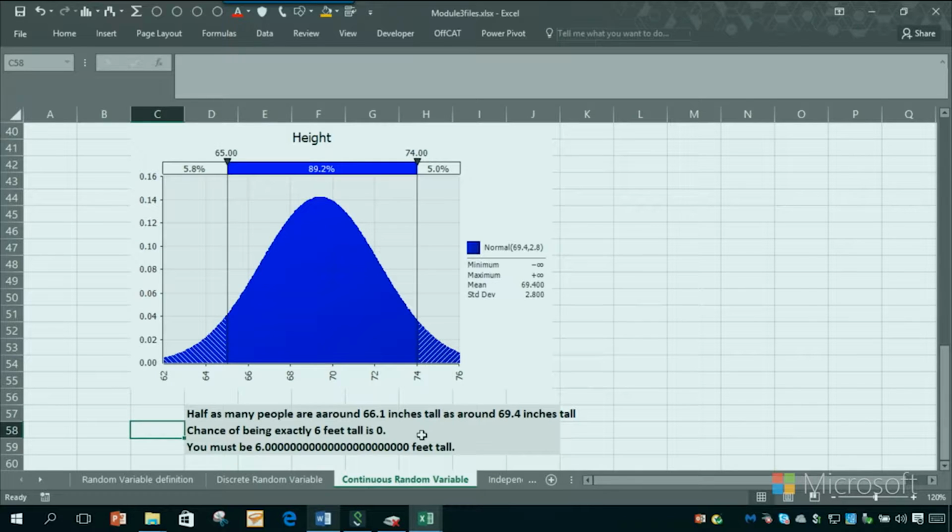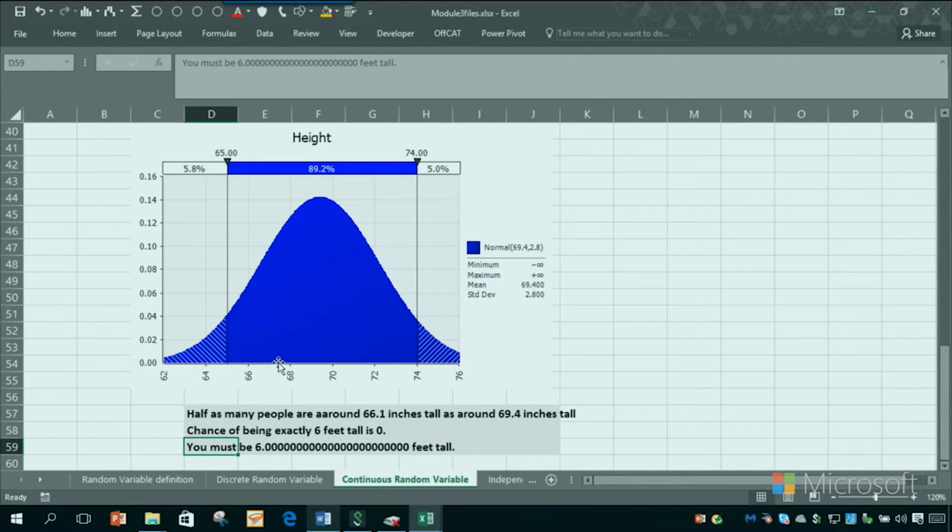Now, one thing you have to understand about continuous random variables. Suppose I ask you the chance of a man being exactly 6 feet tall. I would always ask this to my class, and a bunch of hands go up. Well, basically, nobody's exactly 6 feet tall. You could be between 5'11 and a half and 6 feet and a half, and you consider yourself 6 feet tall. But to be exactly 6 feet tall, you need to be 6.00, lots of zeros, feet tall, and nobody is really exactly that feet tall.